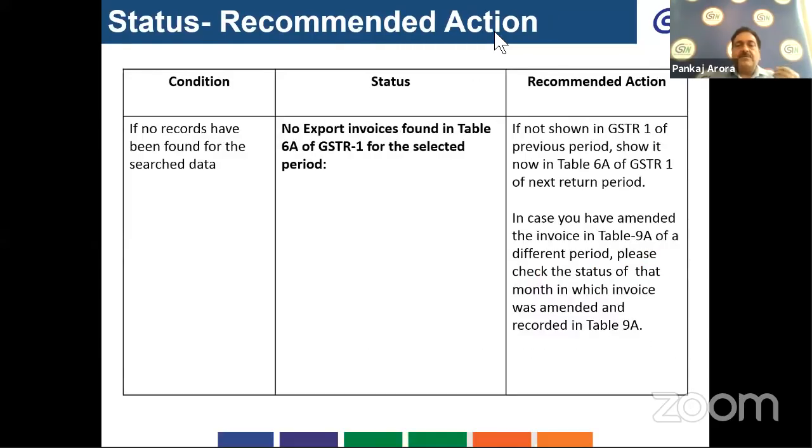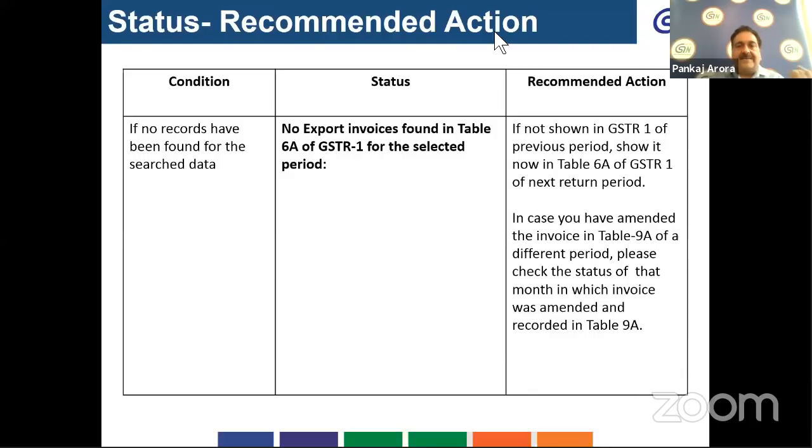And suppose the taxpayer has omitted, by omission, he did not mention the export invoices detail in table 6A for the selected period. Now he is required to indicate such details in table 6A of GSTR1 for the subsequent period. And if any tax is to be paid along with interest, it should be paid in GSTR3B of such period.